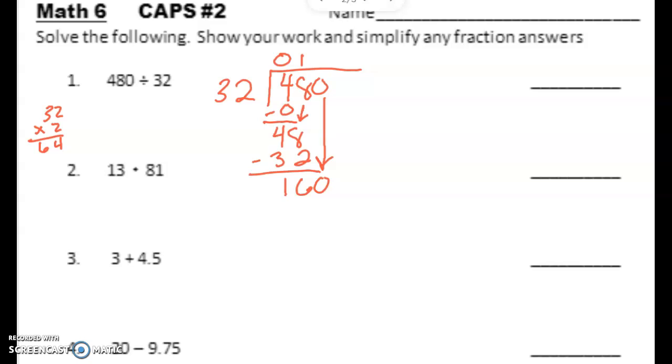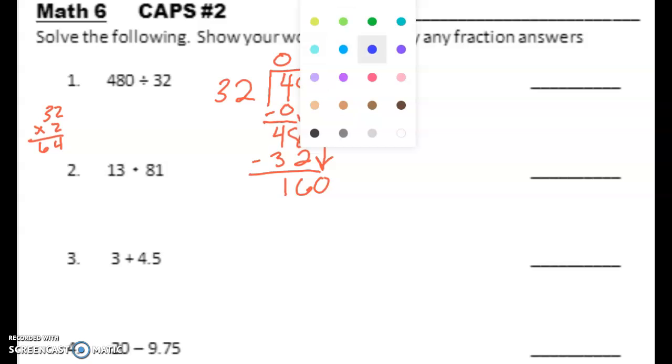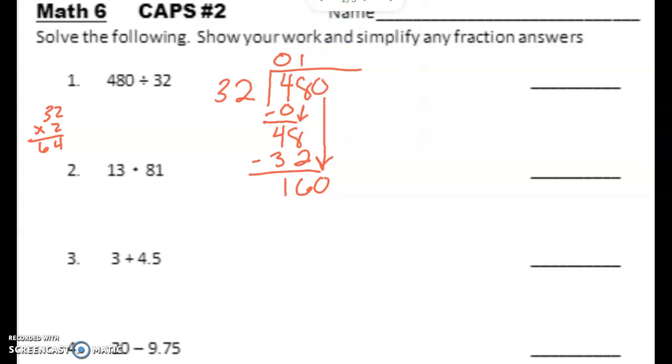Now, I have a shortcut. You look at it like this: you take away the last digit, and you take away the last digit. How many times will 3 go into 16? Well, 3 times 5 is 15. That's close enough. 3 times 6 is 18. That's too big. So I'm going to stick with 5. 3 times 5 is 15. So I'm going to get rid of that back.